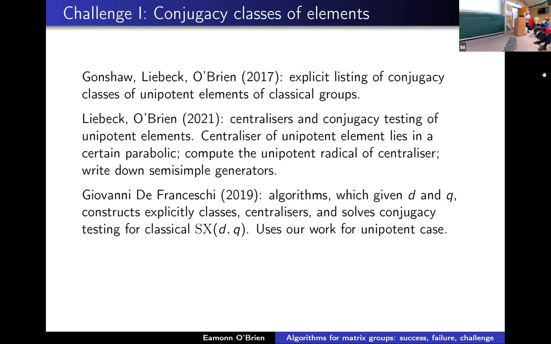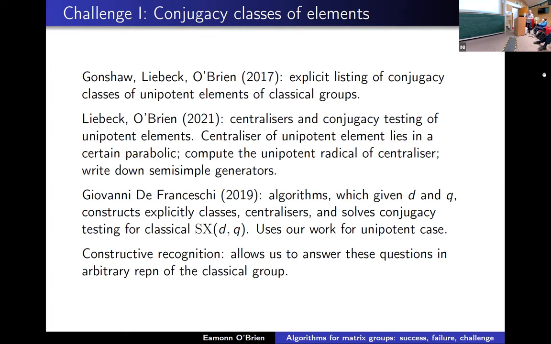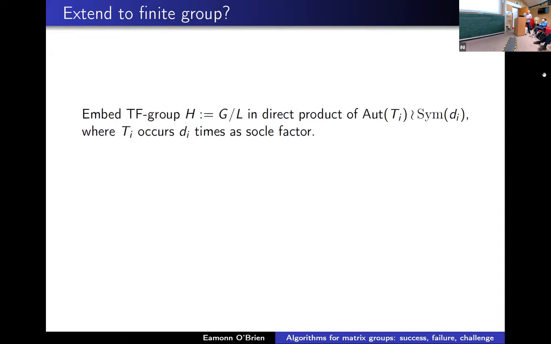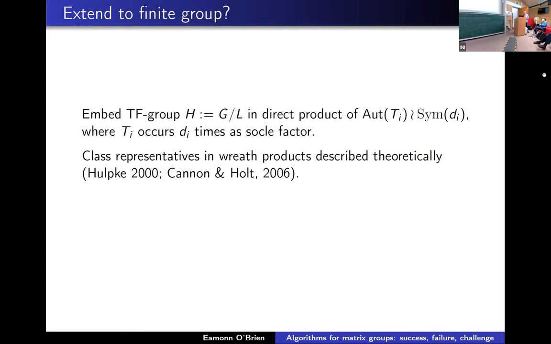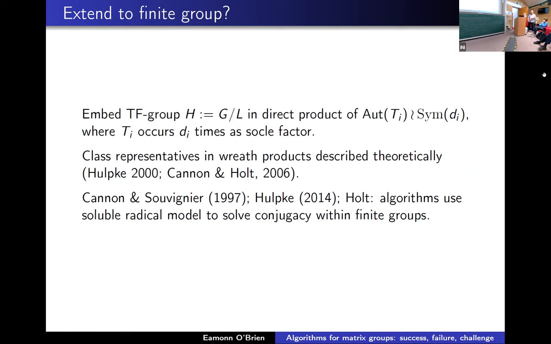And now what constructive recognition, as I mentioned earlier, allows us to do is map such information to arbitrary representations. In the general case, if you want to extend, you end up with a problem about class representatives and related problems. There are theoretical solutions to how to write down class representatives in group extensions. So this is in G modulo O infinity, where you can literally hope to write down the answer. And now you lift the answer back through the chain.